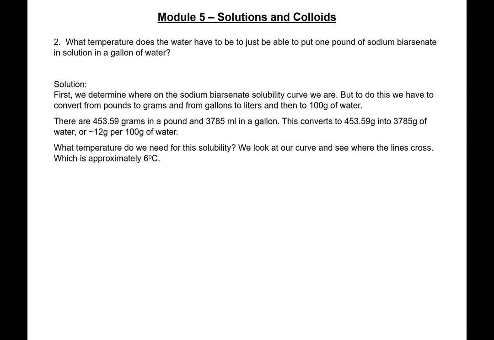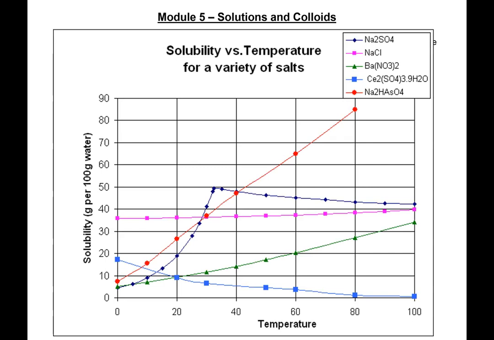We again look at our curve. We see where the lines cross. And I already have stated the answer. It's about 6 degrees. Now, you may not know the formula for sodium biarsenate, but you can tell by the name it's got arsenic in it. And the only curve that has arsenic in it is going to be the red one. So we look at our red line, which is a fairly straight line compared to several of the others, and we look at about 12 grams.